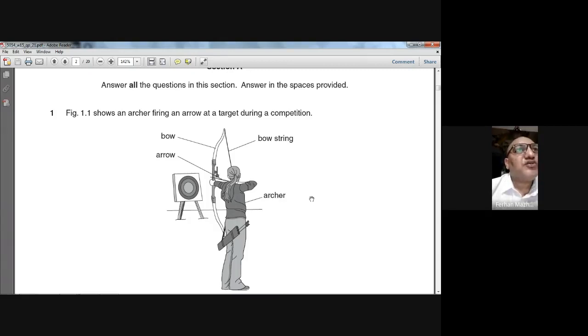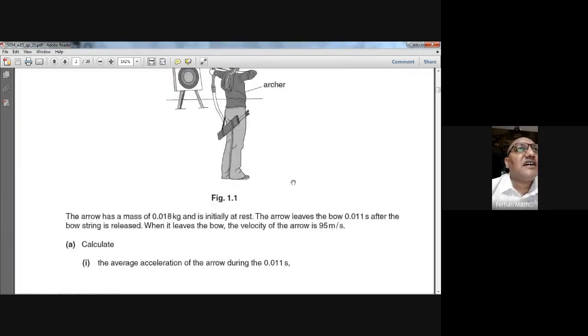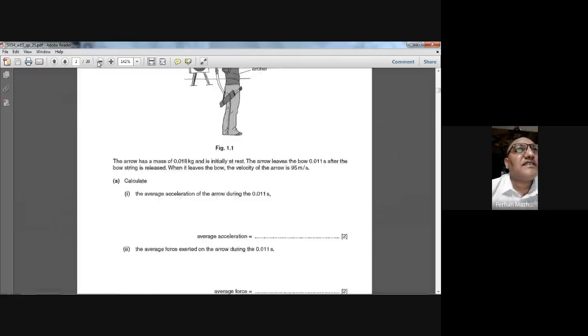Figure 1.1 shows an archer firing an arrow at a target during a competition. So here we have a bow, bowstring, arrow, archer, and target. Let me reduce the size so you can see the whole thing.